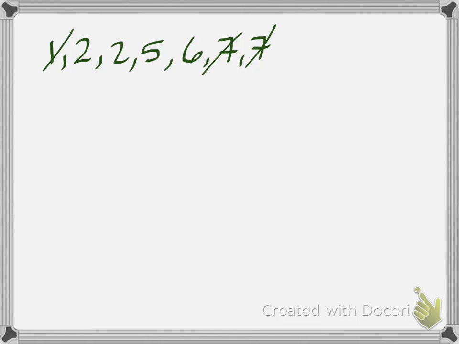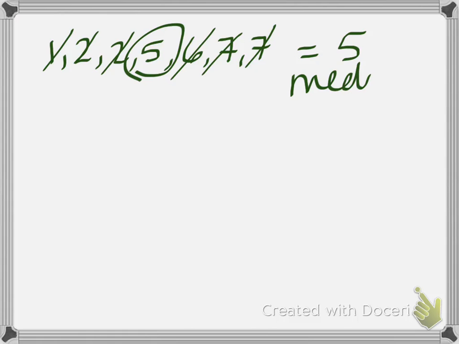Okay, so let's say we had 1, 2, 2, 5, 6, 7, and 7. So this is our data set. Okay? So we're going to do what we did. The numbers are already ordered for us, but now we're just going to cross them off like it says in step 2. So we're going to cross out a 7, I'm going to cross out a 1. Cross out another 7, I'm going to cross out a 2. I'll cross out a 2, I'm going to cross out a 6, and I'm left with 5. We know that our median is 5.